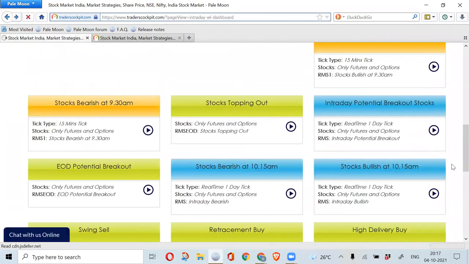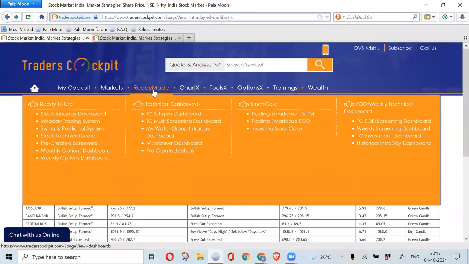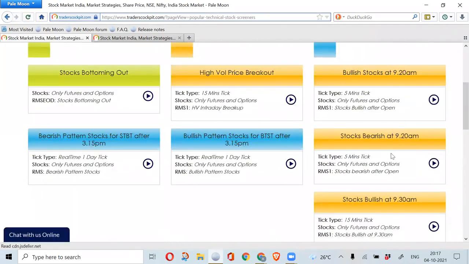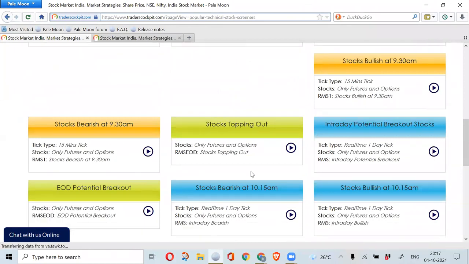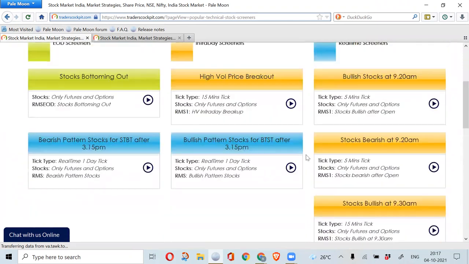So by looking at this, we have clearly discussed the ready-made dashboard in intraday time frames, right? So we have gone through the intraday trading system, we have gone through the stock intraday dashboard and my watch group intraday dashboard. And then we have also seen the ready to use screeners on intraday time frames, which are bullish and bearish stocks at 9:20, bullish and bearish stocks at 9:30, bullish and bearish stocks at 10:15. So according to your time frame, you can screen them, and then basing on those results, you can trade accordingly.